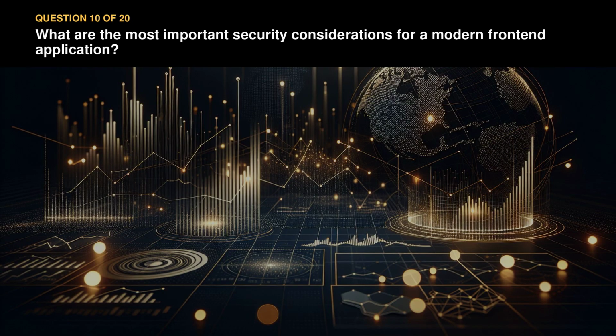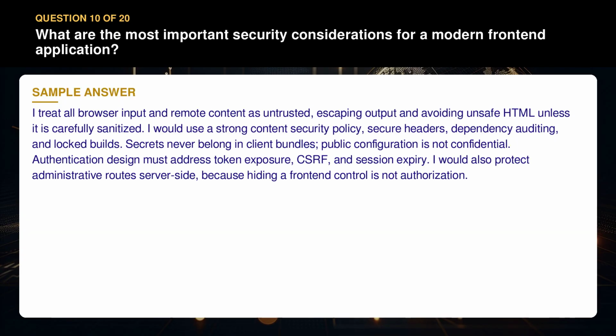Question 10. What are the most important security considerations for a modern front-end application? I treat all browser input and remote content as untrusted, escaping output and avoiding unsafe HTML unless it is carefully sanitized. I would use a strong content security policy, secure headers, dependency auditing, and locked builds. Secrets never belong in client bundles; public configuration is not confidential.